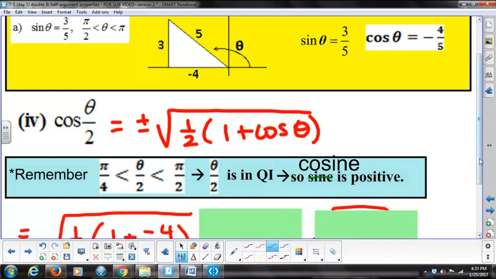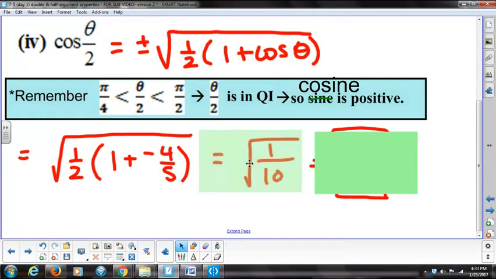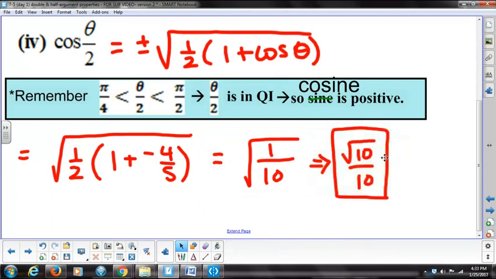So you can rewrite your formula without the plus or minus because we know it's positive. And then you plug in the values. Cosine of theta is -4/5. And then when you simplify this one, you get the square root of 1/10. And again, 1's a perfect square. And then you rationalize it, you're going to get square root 10 over 10.